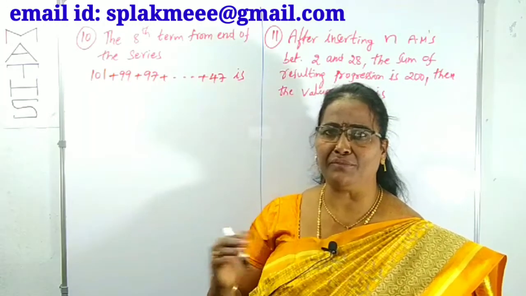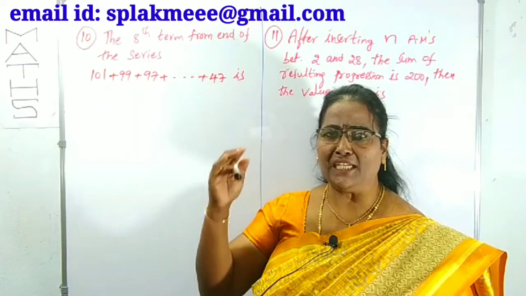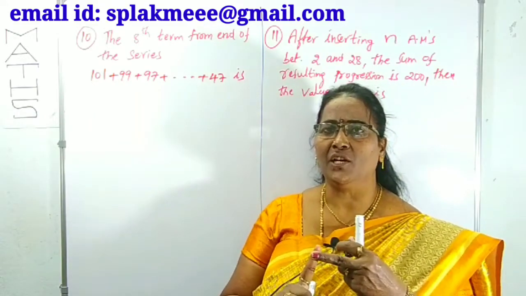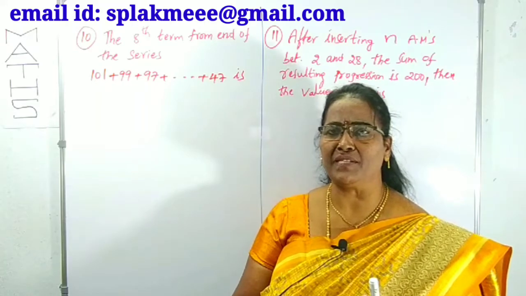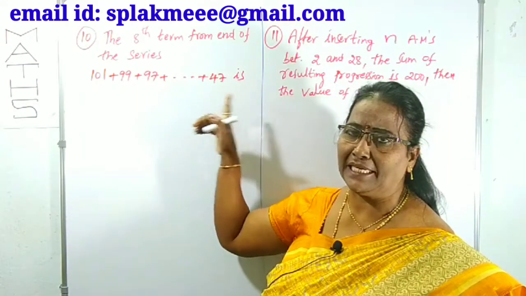He is not asking from the beginning. He is asking from the end. What is some general term from the end? I will give the tip. First of all, you have to know what n is, meaning what number of terms there are. For that, how can you find out the n here?